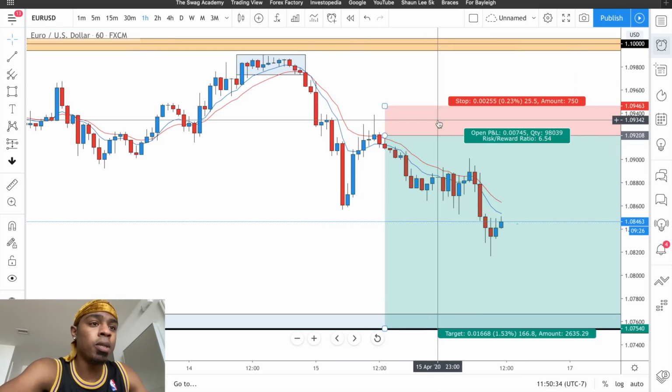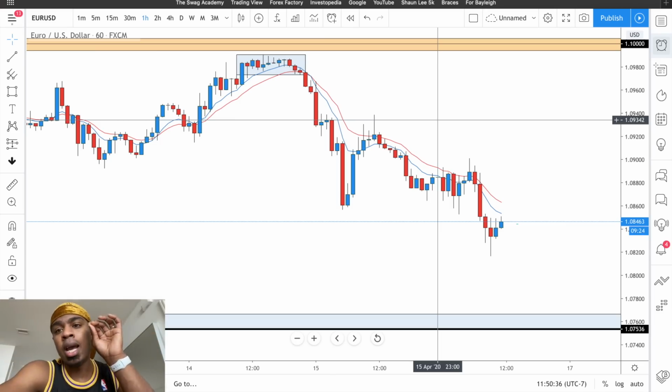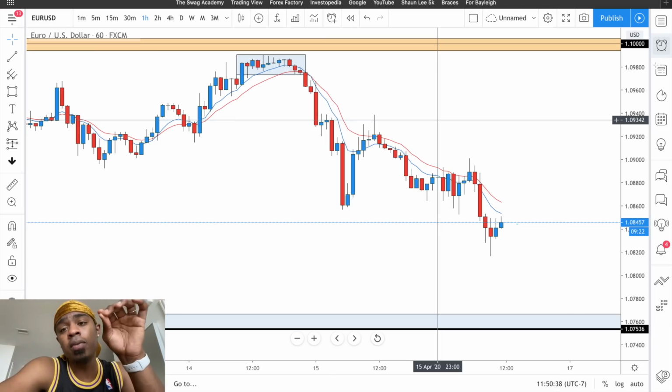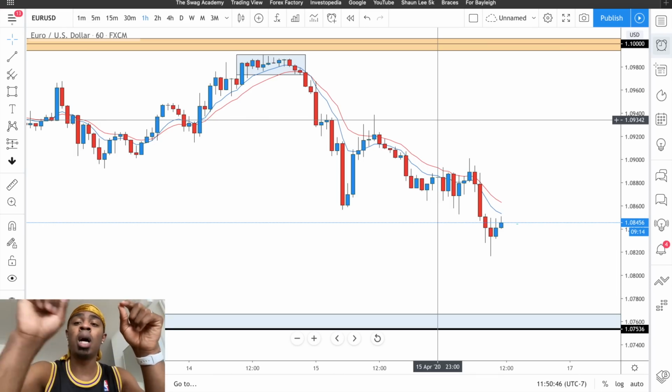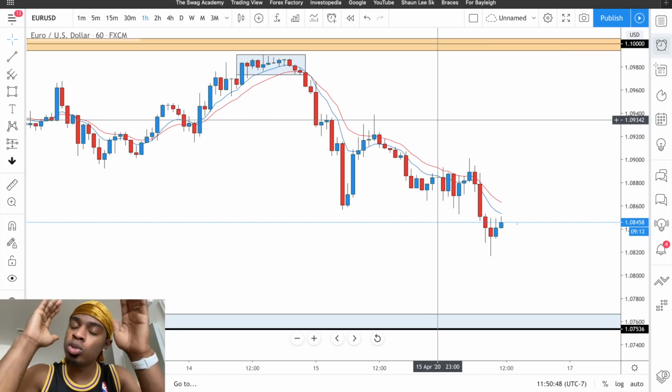Your entry should always be at a rejection of a key level or a breakthrough and a retest. And if you're scaling in a downtrend, every time price makes a lower high, scale in. If it's an uptrend, every time it makes a higher low, scale in.